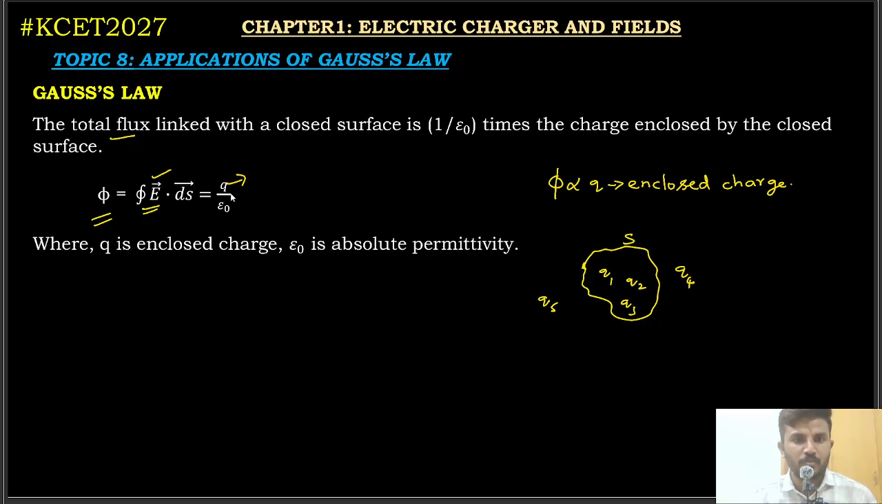And then we have Q by epsilon naught. What is epsilon naught here? Epsilon naught is the absolute permittivity, and its value is 8.854 into 10 to the power minus 12. You can write the unit as farad per meter, or in terms of force, in terms of Newton and Coulomb also you can write the units. So this is the standard unit value in SI unit.